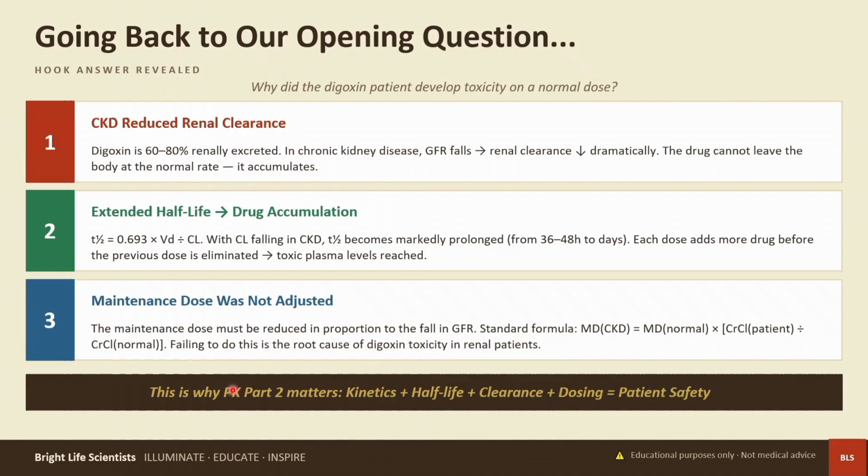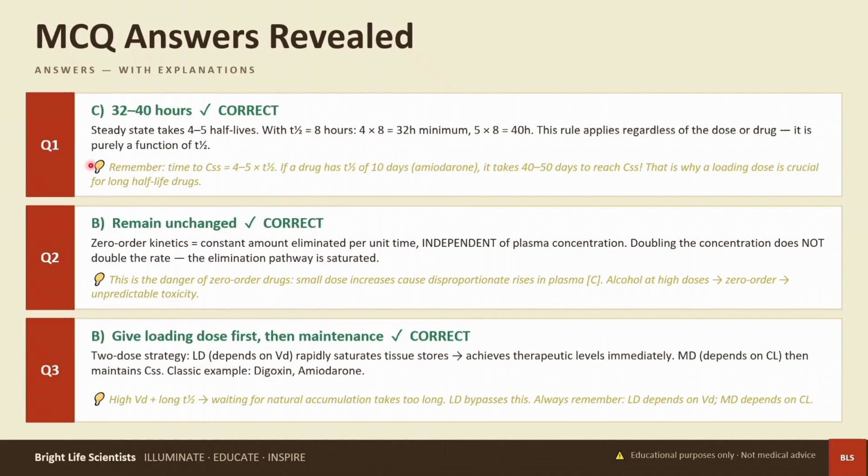This is why pharmacokinetics part 2 matters. Kinetics, half-life, clearance, dosing, these four concepts understood together equal patient safety. Let's reveal the MCQ answers. Question 1, the answer is C. 32 to 42 hours. Steady state takes 4 to 5 half-lives. With a half-life of 8 hours, 4 times 8 is 32, 5 times 8 is 40.